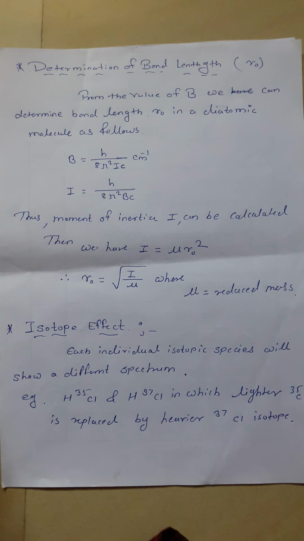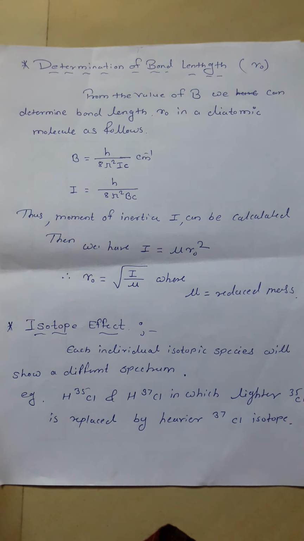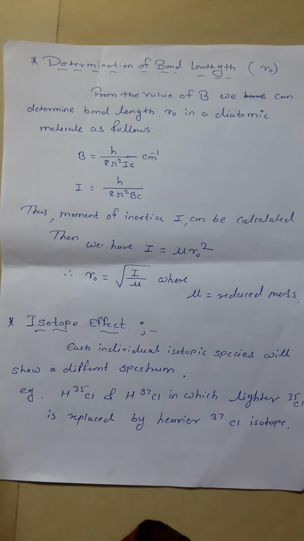When a particular atom in a molecule is substituted by its isotope, the internuclear distance between the atoms, that is the bond length R0, remains unchanged, but the total mass and hence the moment of inertia I changes, and consequently the value of B also changes.